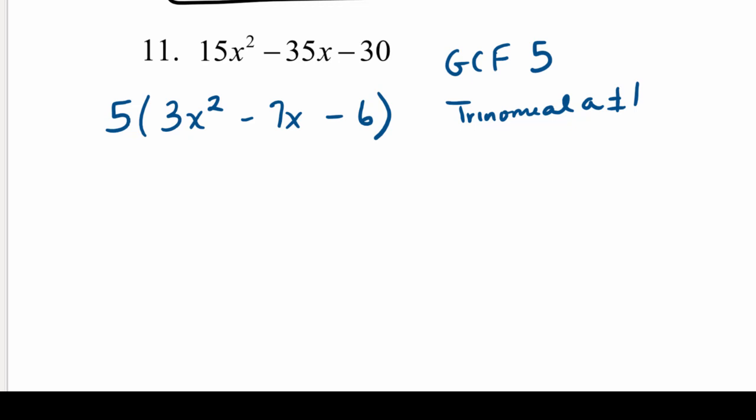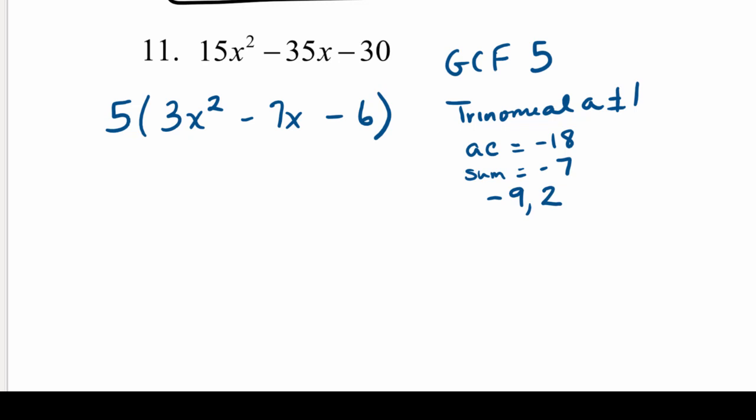I'm going to stick with my bottoms up because my students seem to like that one the best. So again, we're going to multiply a times c, which is negative 18, and then our sum has to be negative 7. I need two numbers that multiply to negative 18 and add up to negative 7. And I'm thinking negative 9 with a positive 2. How about you? Negative 9 with a positive 2.